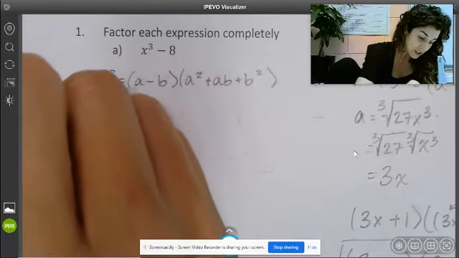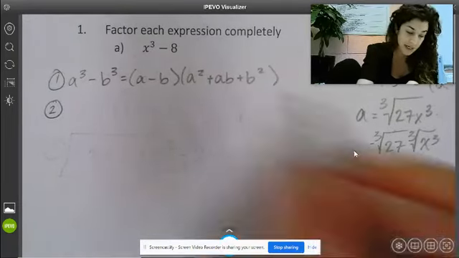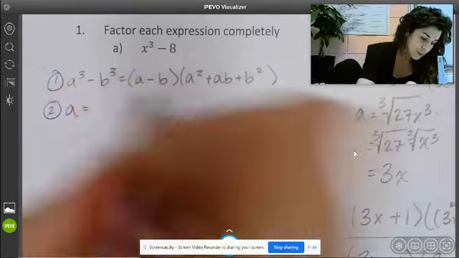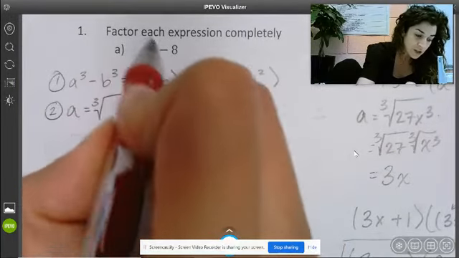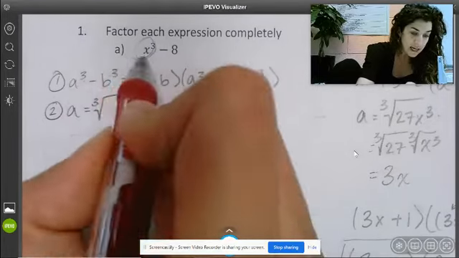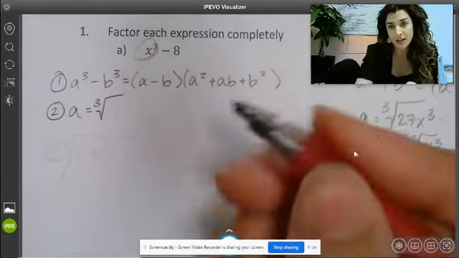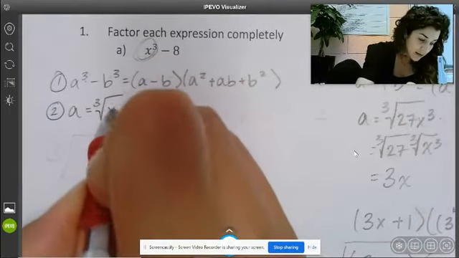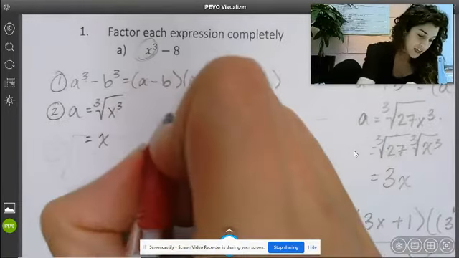So then the second thing that we need to do is label what is a and what is b. A is equal to the cubed root of that first term. If this is a cubed, then what is a? Well, the cubed root of a cubed. So the cubed root of x cubed is going to be just x.